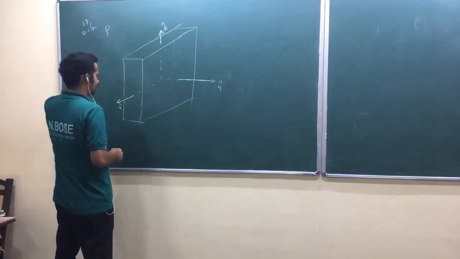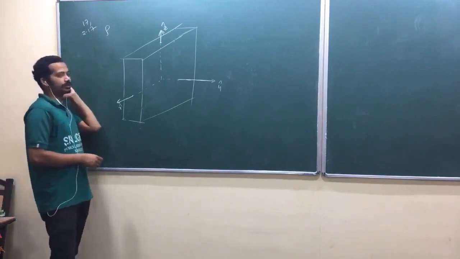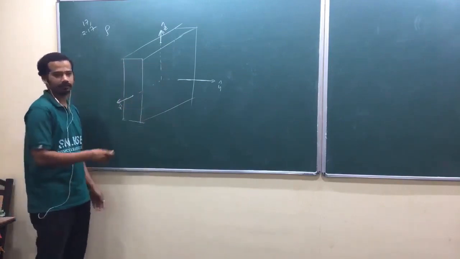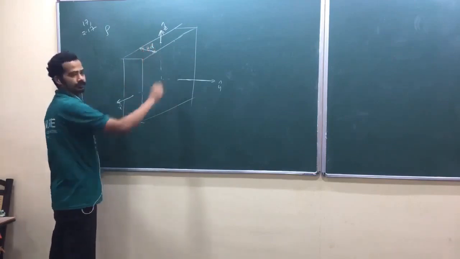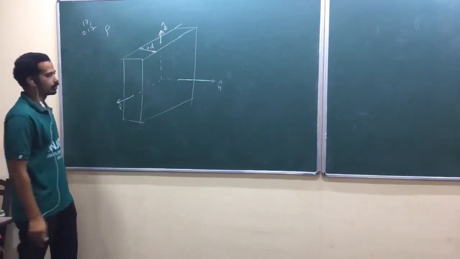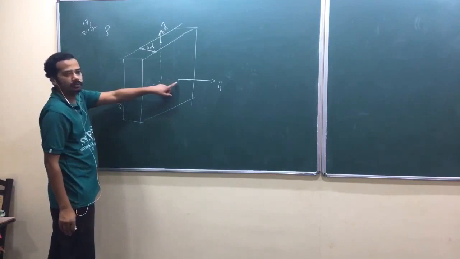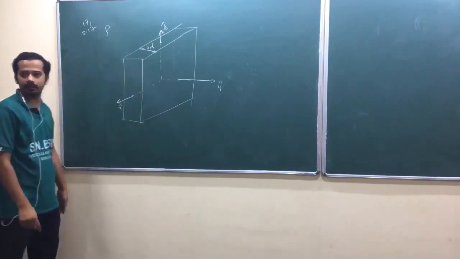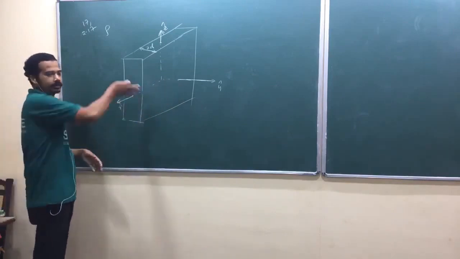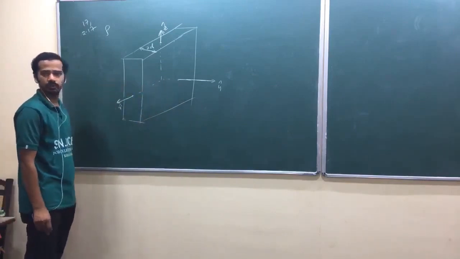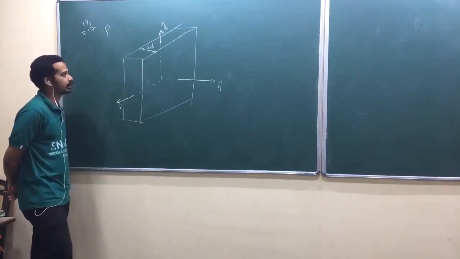Now look here. That slab is placed in such a way that your xz plane cuts the slab exactly into half. So this distance is 2d. The front side of this slab is at y equal to d. The back side of the slab is at y equal to minus d, so that the thickness is 2d. It is placed like that.